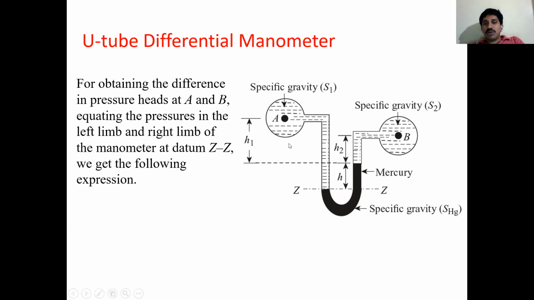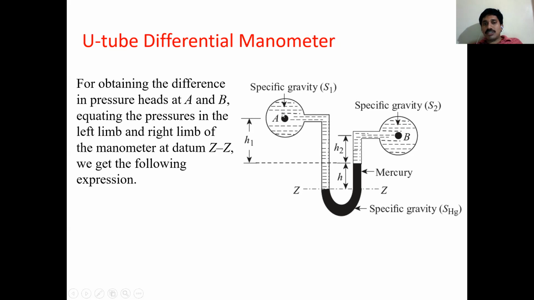See all of you carefully. This pipeline is connected to the U-tube manometer. The liquid in the pipe is pushing the mercury which is in the U-tube manometer. So mercury is going down, and that liquid is also going down here. So when we go in the downward direction, we should take a positive sign.